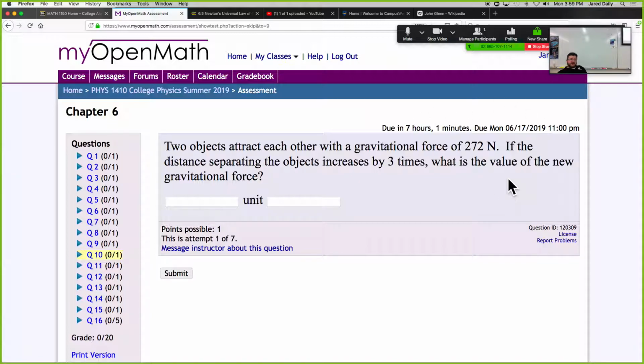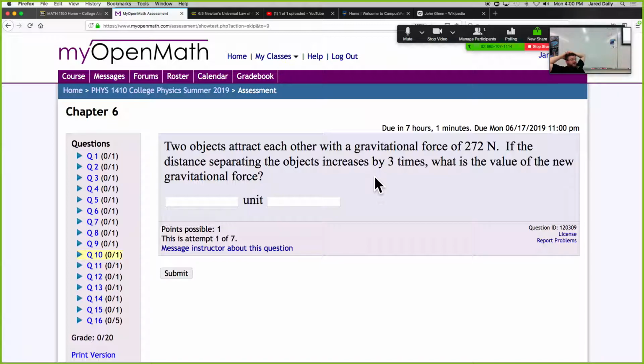Here they tell you how much force it is, and they tell you that the distance increases by triple. So if the distance increases by triple and it's 1 over distance squared, what's going to happen to the force? If force is dependent on 1 over something squared, and that thing that is squared increases its size by 3 times, what happens when 3 is squared? What does it become? It's 3 squared.